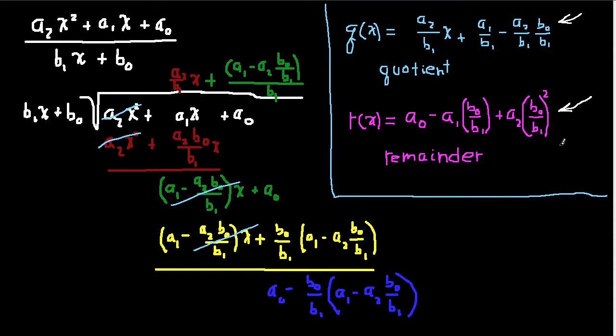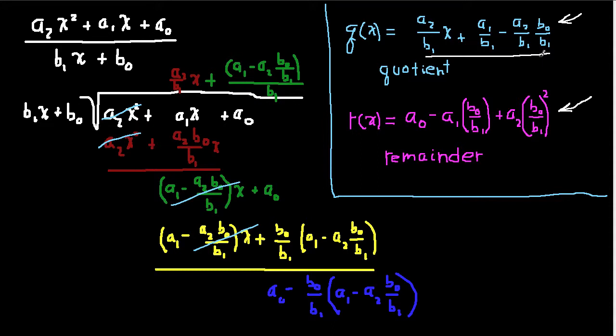Now at this point, I would challenge you to begin to look for patterns in these terms. I think you might see a pattern already beginning to emerge here in the remainder, where we have a0 minus a1 times b0 divided by b1 plus a sub 2 times b0 divided by b1 quantity squared, and so on. If you look a little bit harder, you might begin to see some patterns developing here in the quotient term. But I don't want to dwell on that too much right now.